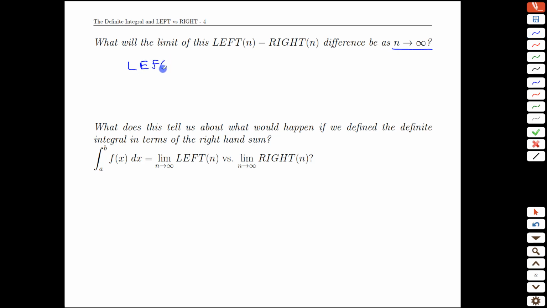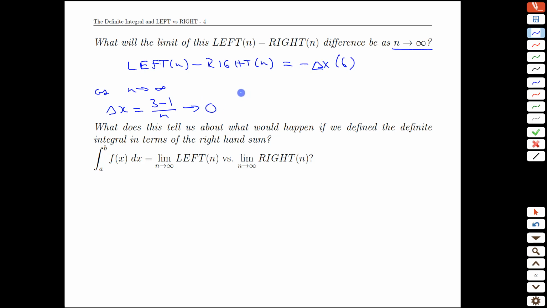If we have left of n minus right of n, so we just flip it around here, that would be negative delta x times 6. As n goes to infinity, remember that delta x is 3 minus 1 over n. If n is getting bigger and bigger and bigger, the size of each interval, delta x, is going to 0. It's important to be able to translate these symbols, n as the number of intervals and delta x as the width of each interval, in your mind immediately. It makes these written out calculations more meaningful as you go through it.